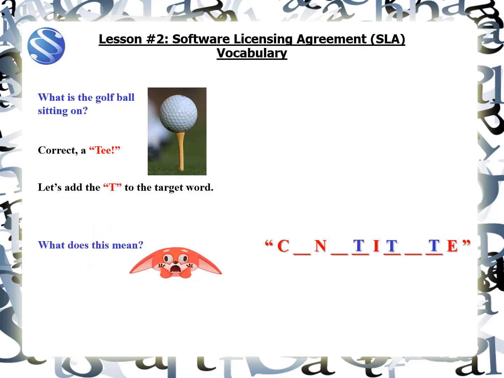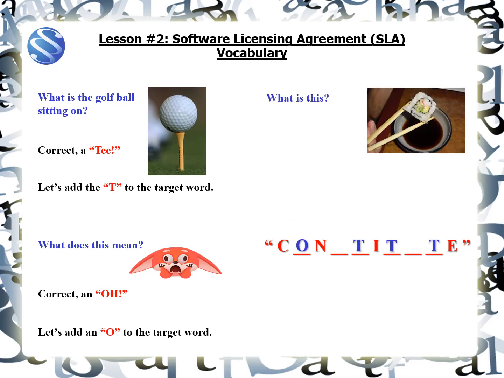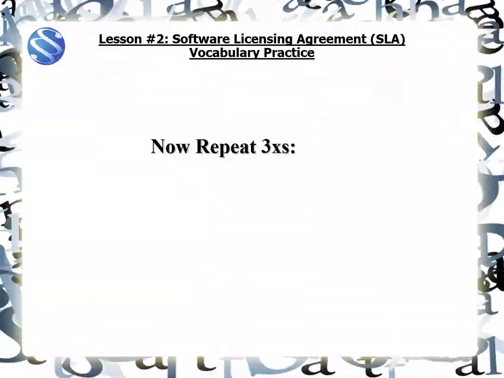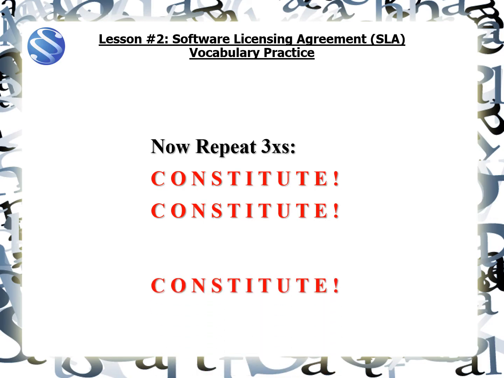What does this mean? Correct, O. Let's add an O to the target word. What is this? Correct, sushi. Let's add S and U to the target word. What does that spell? Constitute. Now repeat 3 times. Constitute, constitute, constitute.